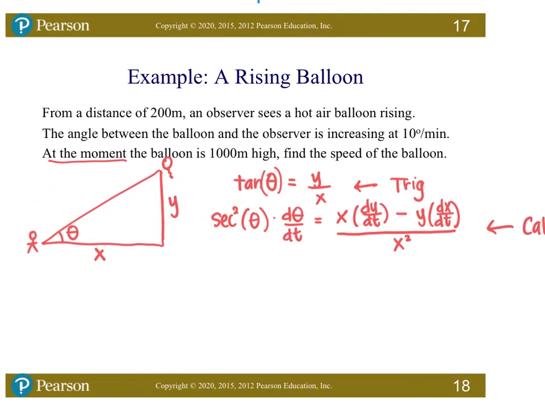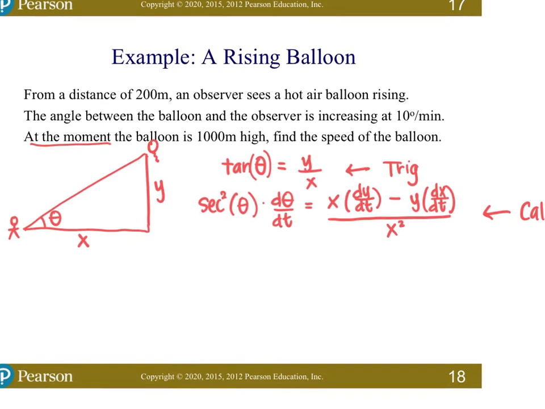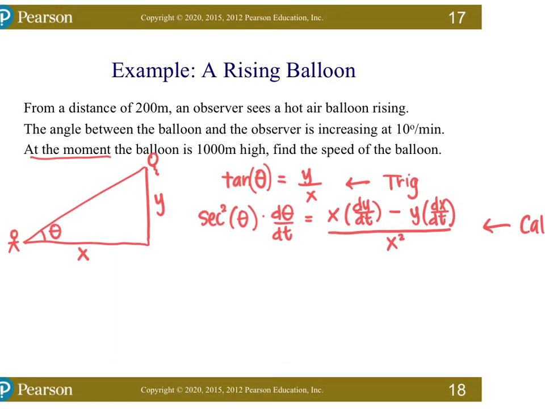After I've finished my trig/geometry and my calculus, now I can start plugging in some numbers. All right, so from a distance of 200, that is the value of x. So I'm going to put 200 in for x there, and I'll put 200 in for x in the denominator, squared. Okay, the angle, let's see what else we have.